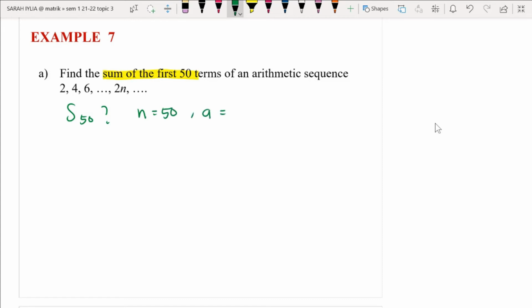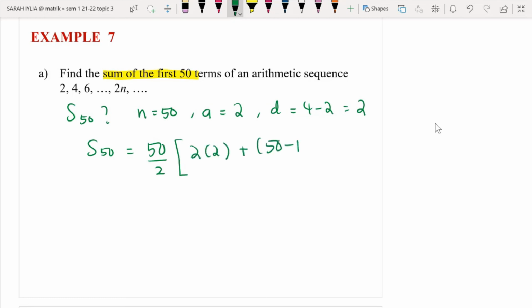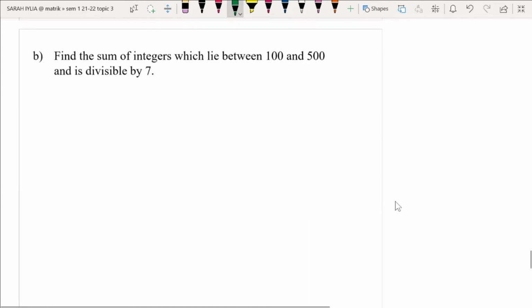A is our first term, 2. And then last one, D, second term minus first term. Kita dapat 2. From here, substitute one by one into formula. So, we have 50 over 2, 2 times 2 plus 50 minus 1 times D. And then sama juga, awak tekanlah satu-satu guna calculator. From here, we have 2550 as our final answer. Senang je yang ni. Kita pergi seterusnya, B.